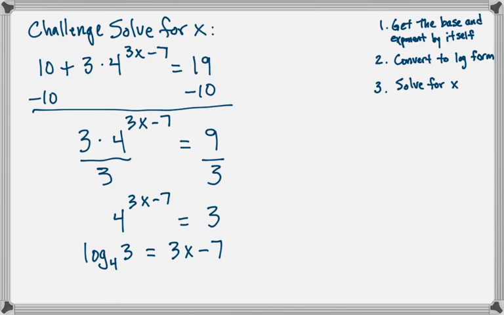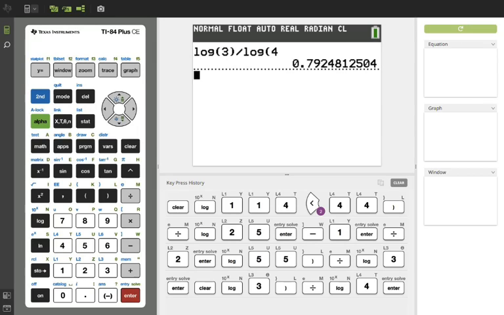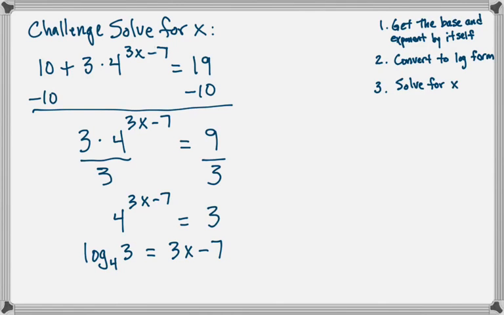So I'm going to put log base 4 of 3 on my calculator, and then I'll solve for x, whatever that last answer is. So let's go ahead and use the change of base formula, find out what log base 4 of 3 is. So let's go over to the calculator. We're going to type in log of 3, and then divide that by log of 4. Remember, the base always goes on the bottom. So I get about 0.79 for that log. So I'm going to write this up here, 0.79 equals 3x minus 7.